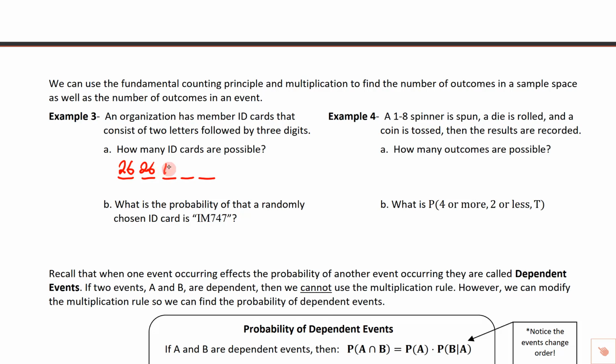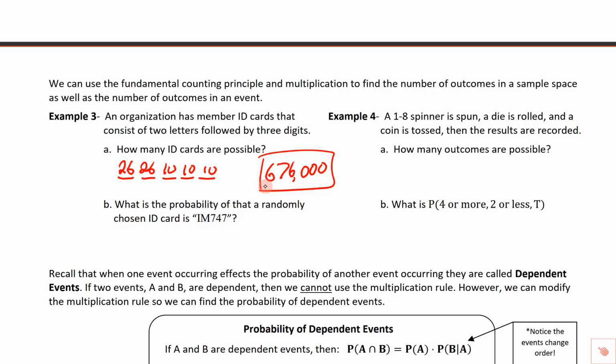Okay? 10 choices for each one of those, because 0 through 9 we've got 10. So if you multiply those together, grab your calculator unless you've got 26 times 26 memorized. It is 676. 676,000. Very good. So there are 676,000 different ID badges or ID cards possible.